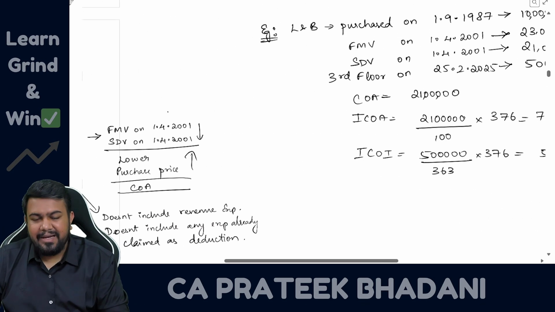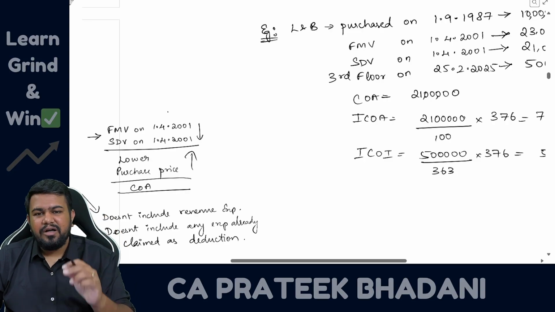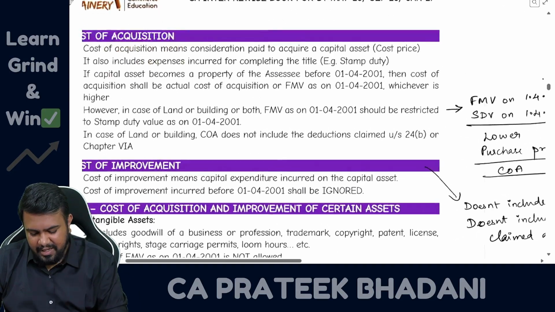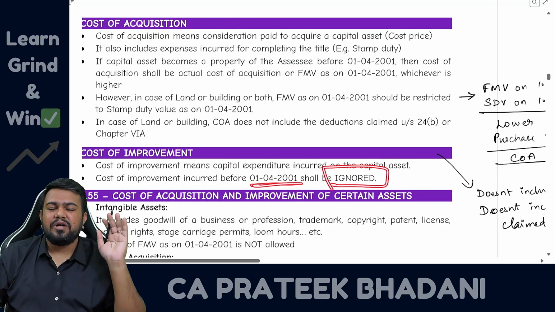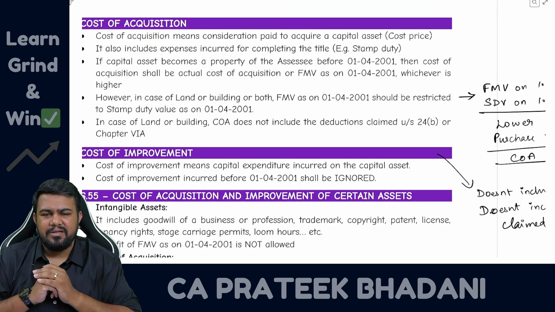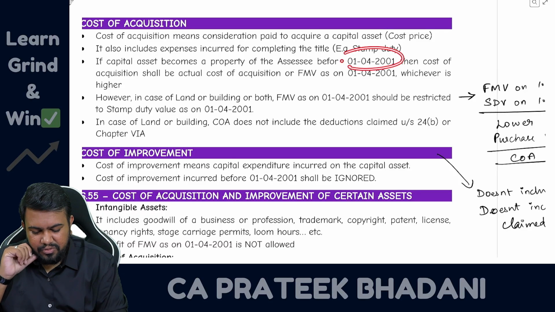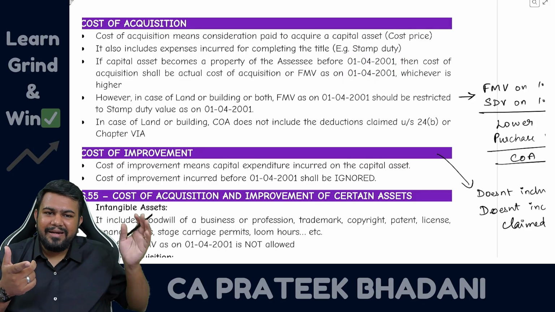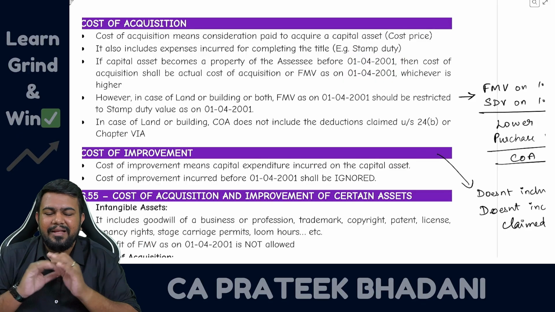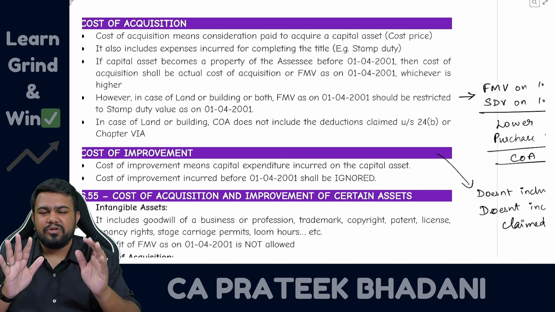Now let me tell you about the last point about cost of improvement. If cost of improvement occurred before 1/4/2001, then you have to ignore that cost of improvement. Don't consider it. Why, sir? Why not to consider it? Because as on 1/4/2001, you are taking the fair market value, no? In that fair market value, already that improvement would have been included. That is why you have to ignore any improvement done before 1/4/2001.